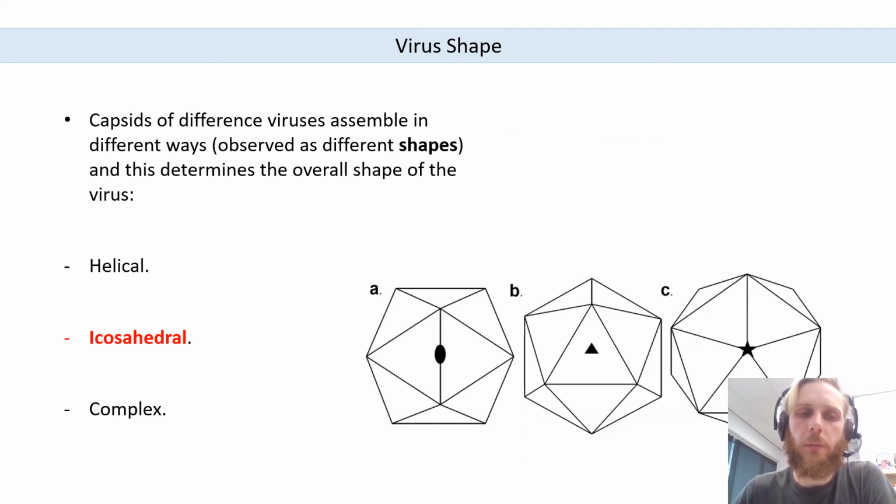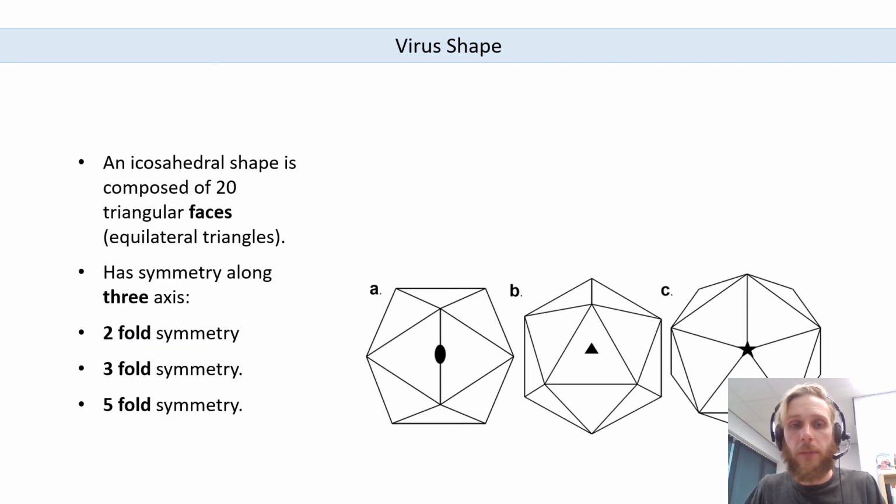Next, we want to talk about the viruses that are icosahedral in shape. We have a diagram on the right here. This is the same shape, the same virus, looked at from 3 different angles, and we're going to talk about why we're looking at that now.